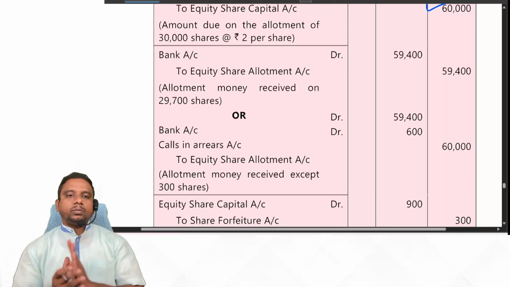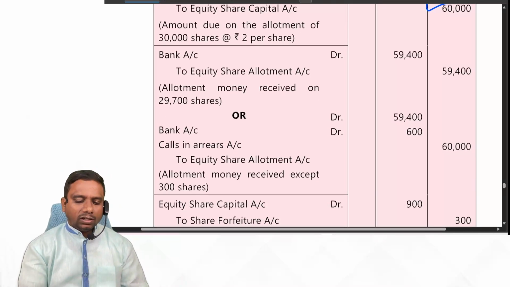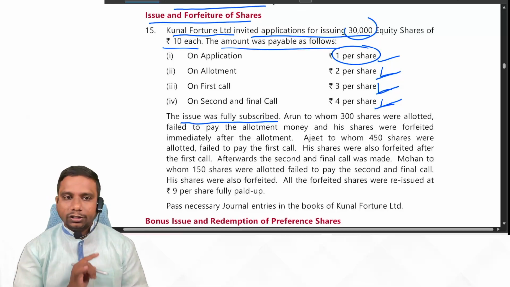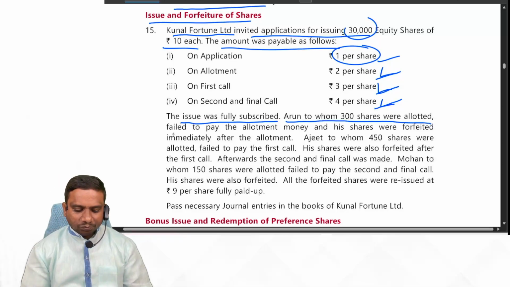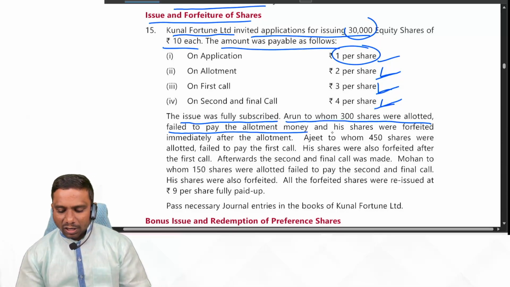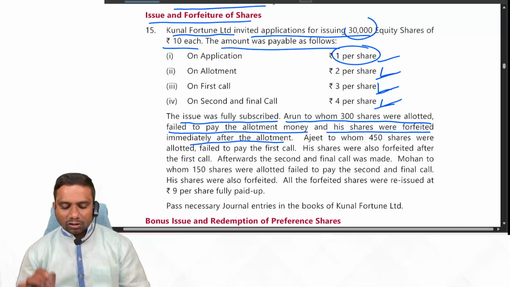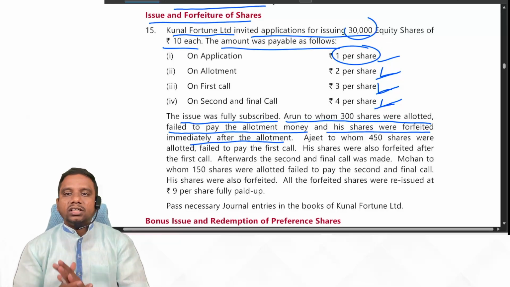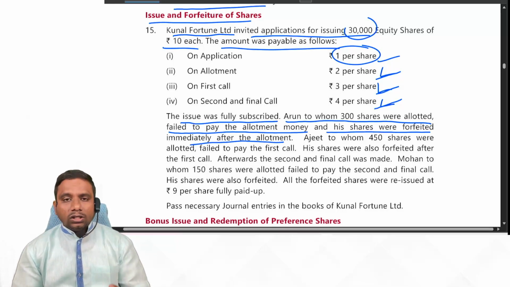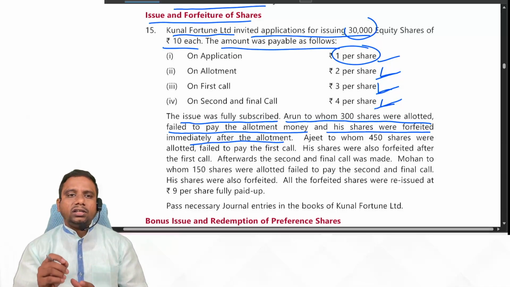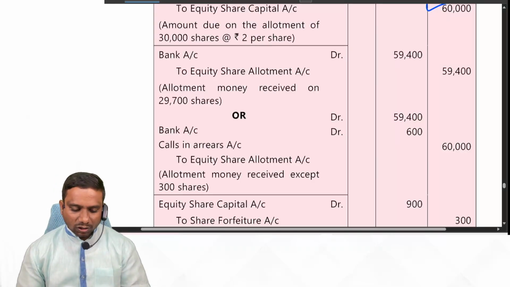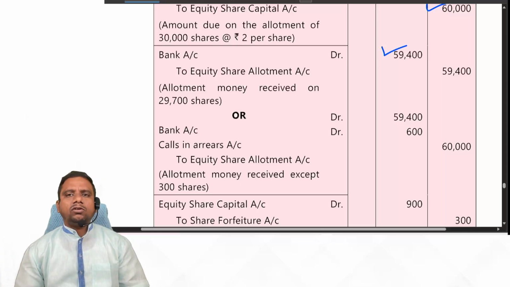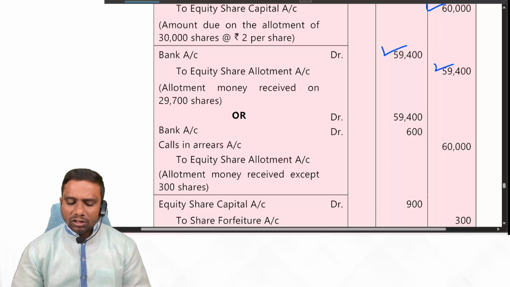Next, receipt of allotment money. Now here we have to check whether all the allotment money is received or not. Here the problem comes. Arun, to whom 300 shares were allotted, failed to pay the allotment money and his shares were forfeited immediately after the allotment. So, total we have issued 30,000 shares. On those 300 shares we are not receiving money. So we receive money on 29,700 shares into 2, 59,400. Bank account debit 59,400 to equity share allotment.